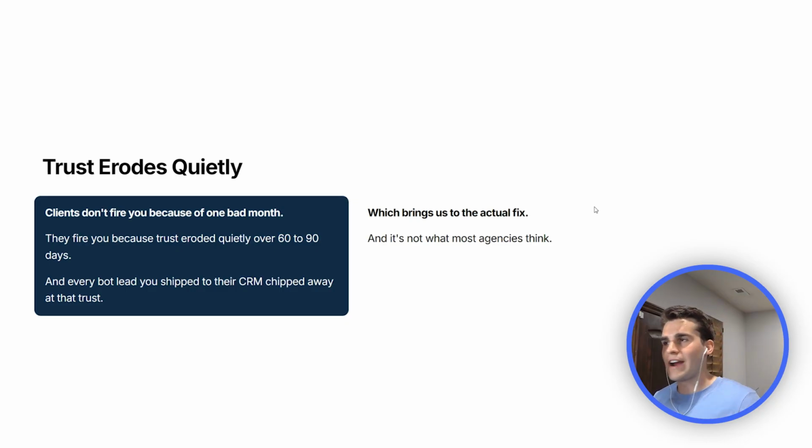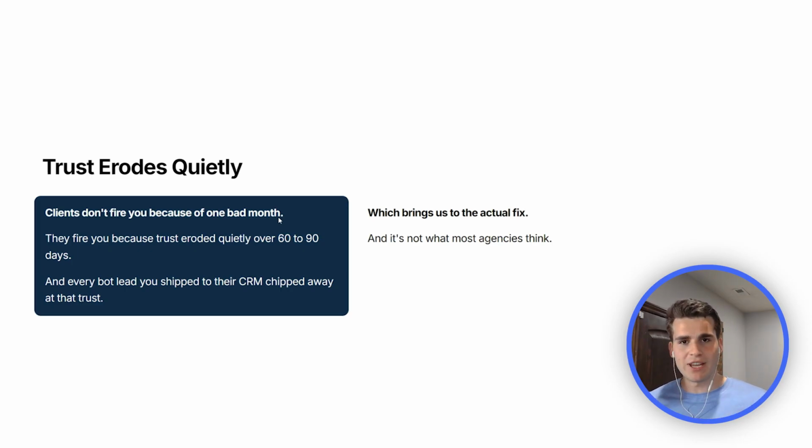And again, they don't fire you because of one bad month. They fire you because the trust eroded over the last 60 to 90 days. Every bot lead you ship to their CRM chipped away at that trust. Every fake phone number that got into their CRM, every email that bounced, they're just like, okay, what am I paying for? These people are supposed to be able to nail down my ICP and send me the people that actually want my service. Which brings us to the actual fix.